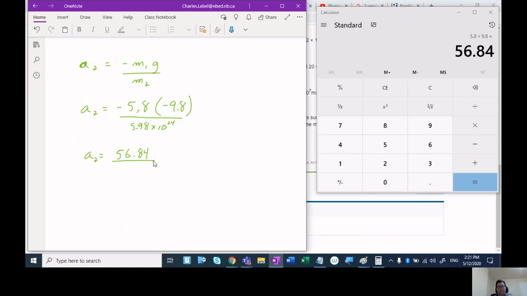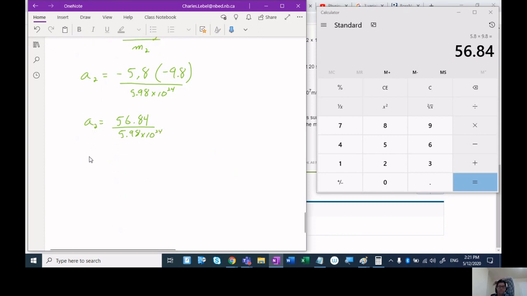56.84 divided by 5.98 times 10 to the 24. So how do you do this? Well, you have to get a little bit better with this. So this is times 10 to the 0, which means 1, right? I just want to put this out there for a sec. Whenever you have those kinds of calculations, it's the easiest thing in the world. You take numbers, you do what you need to do with numbers. So 5684 divided by 5.98.